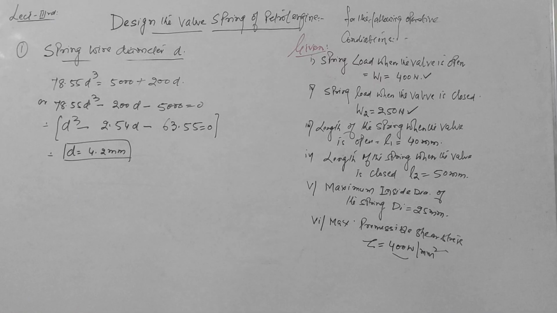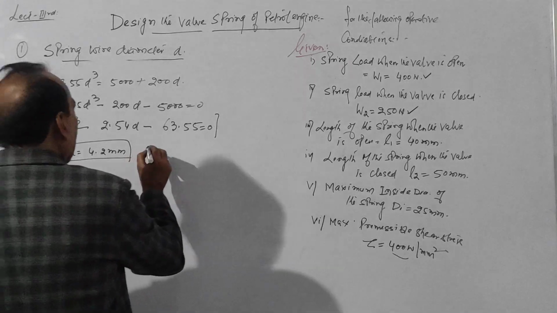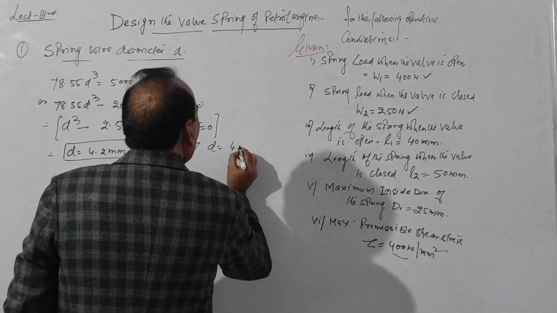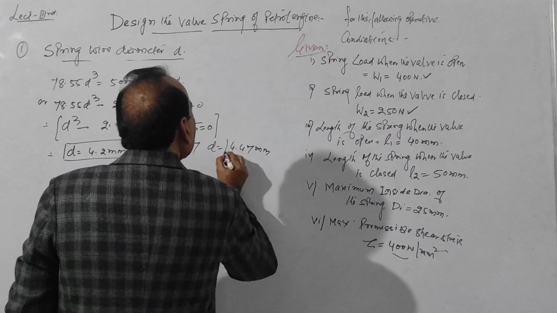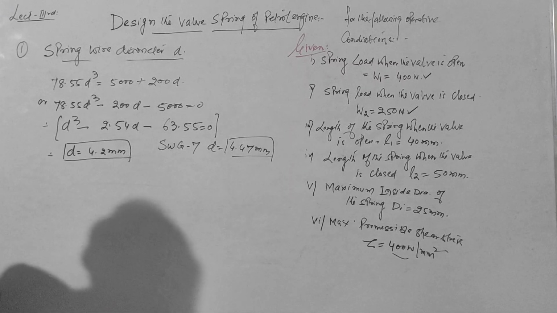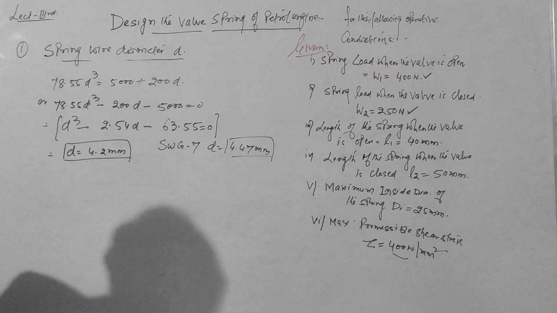I will check from the table also. So this value is SWG7 and the diameter of this is 4.47 mm. So therefore SWG7 diameter is 4.47 mm, right? So you have got the diameter, so now you can calculate the mean diameter.